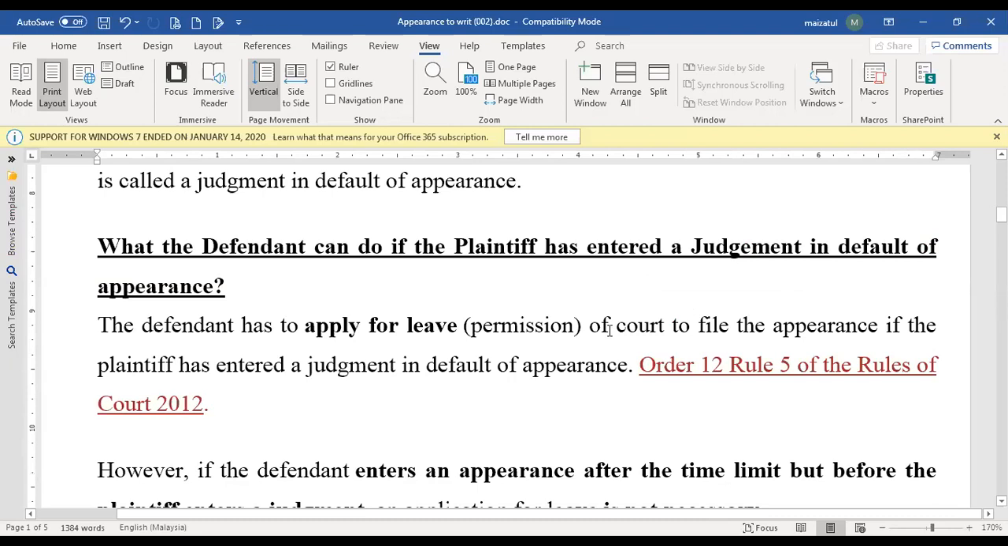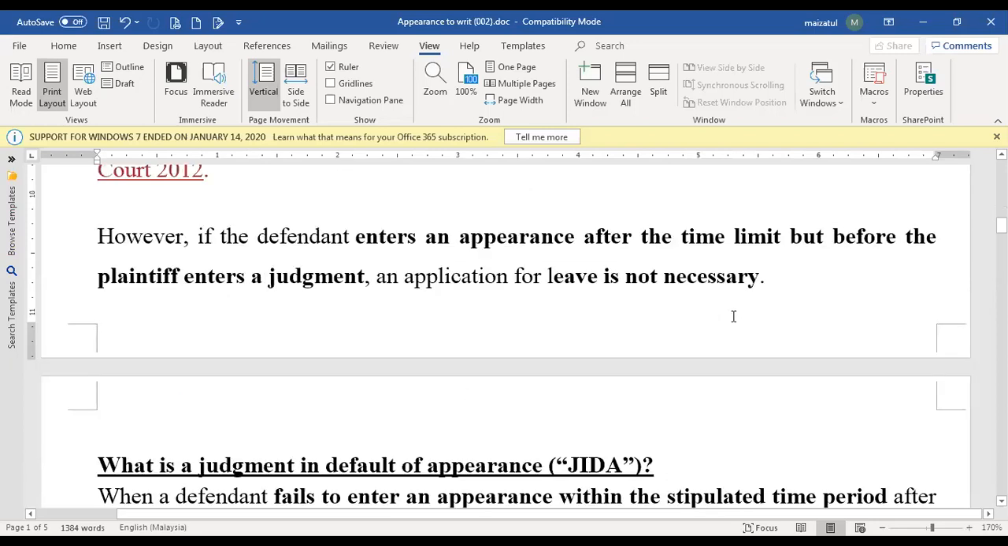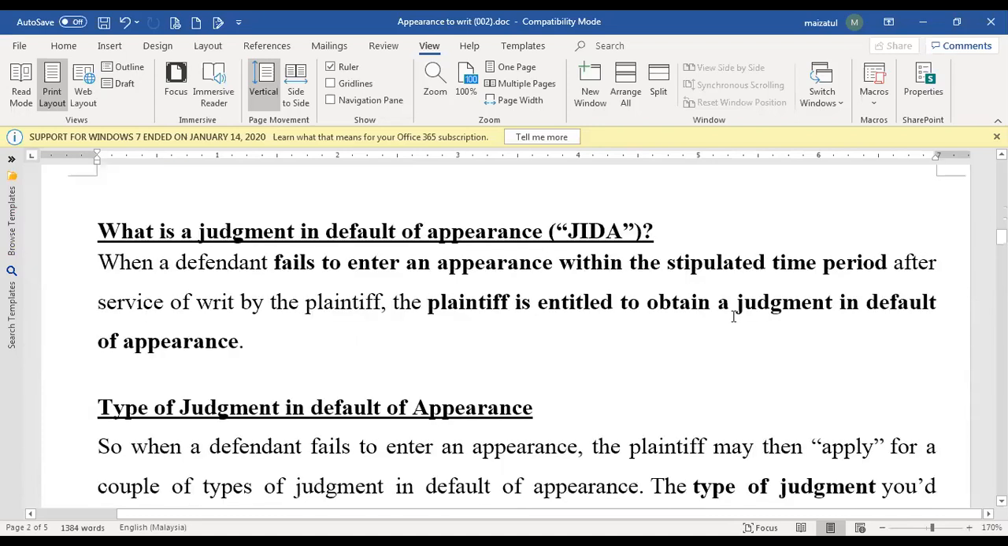A defendant has to apply for leave of the court to file the appearance if the plaintiff has already entered the JID. But if the defendant enters appearance after the time limit, which means after the 14 days, but before the plaintiff enters a judgment, then no leave needs to be applied for from the court. You can just file it. If judgment is already filed, you must get leave. If judgment is not filed, you do not need to get leave from the court. You can just file even if it is already over the 14 days.